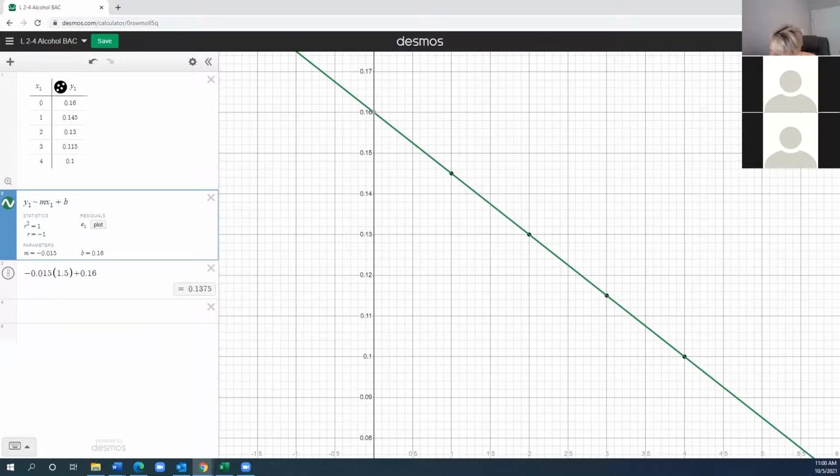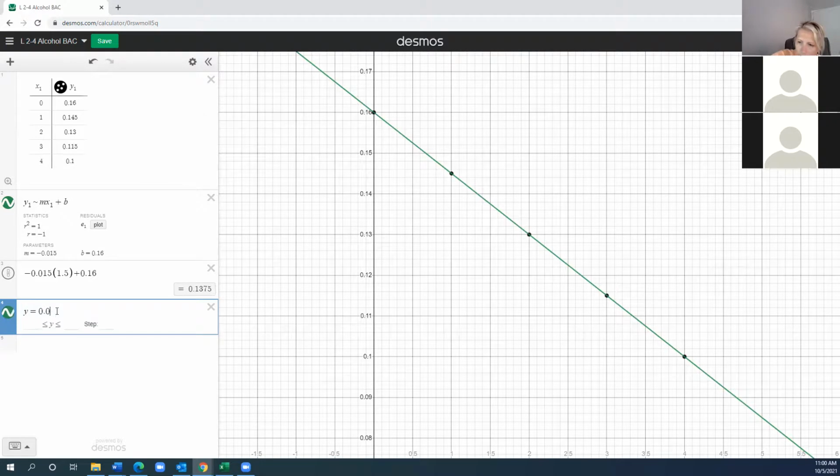Number 10 says, how many hours would it take for his BAC to drop below the legal limit of 0.08? So that's when y is 0.08. It says, set up and solve an inequality to answer the question. So I'm going to show you in Desmos. In Desmos, we want the y to equal 0.08, so I'm going to type that line.